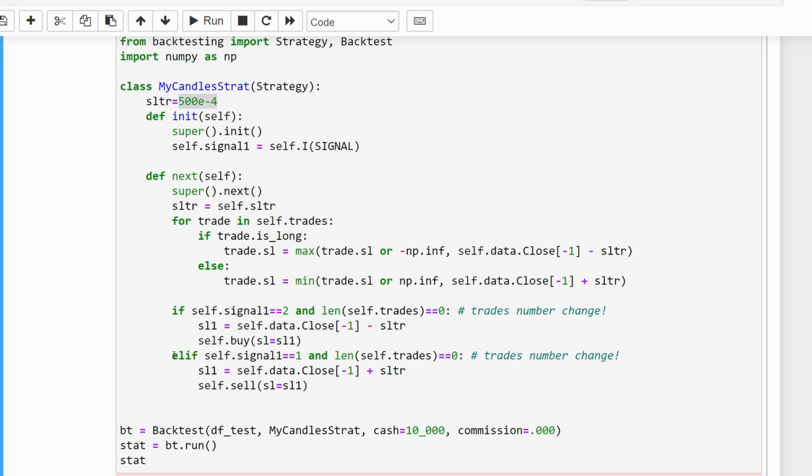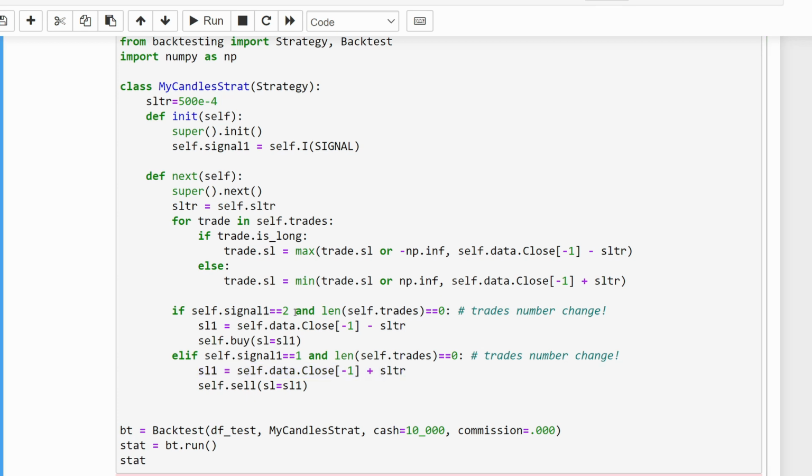Same thing if I have a short signal, meaning if self.signal1 equal to 1, and at the same time I don't have any other open trades for the moment, then I'm going to open a new trade, which is a sell position with a certain stop loss that I'm going to define right here using the same method of the stop loss trail.